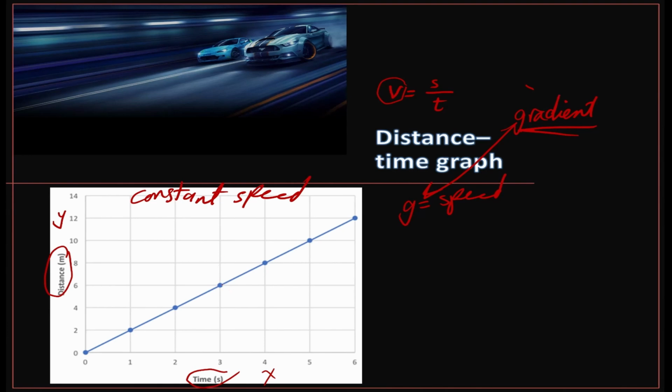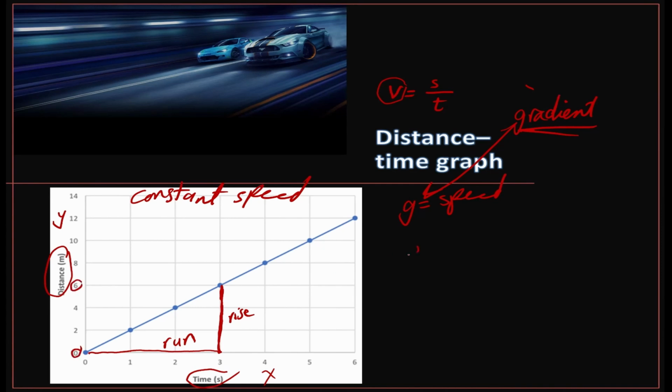For example, if I choose this point here, I will get the gradient. You know how to get the gradient? The gradient equals rise, excellent, over run. Okay, where is the rise here? The rise is this line, which is vertical. It is from where to where? It is from 0 to 6.